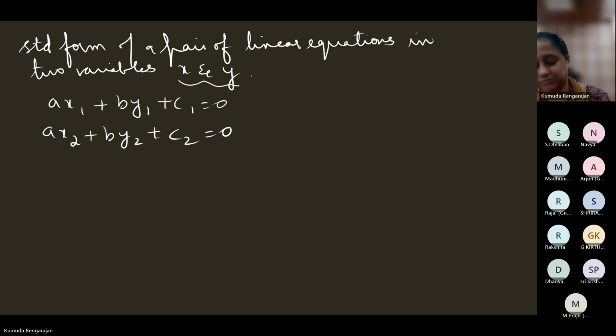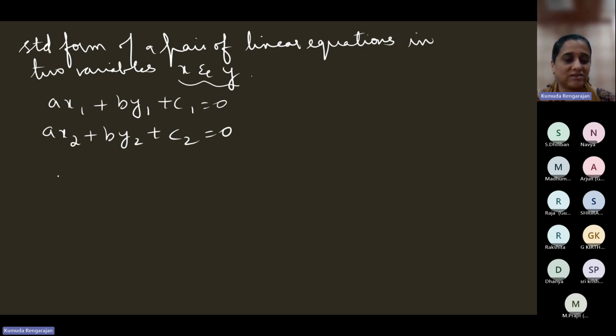Anybody else? Ma'am, a1x plus b1y plus c1 is equal to 0, a2x plus b2y plus c2 is equal to 0. Very good, Kirtana. So the coefficients must be differentiated, not the variables. The variables are x and y in both the equations. What should be differentiated are the coefficients of x and y, with different subscripts.